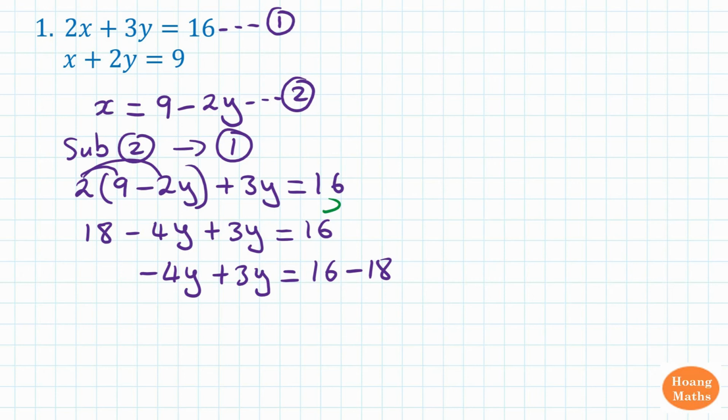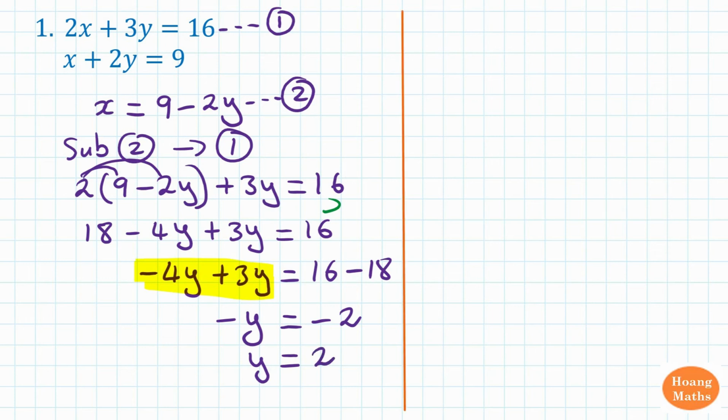Then we're just collecting like terms. Minus 4 plus 3 is minus 1. So that is minus 1y, or negative y. So we just write negative y down is equal to 16 minus 18, which is negative 2. Otherwise, you can just use your calculator. So negative y is equal to negative 2. So therefore, y must equal 2.